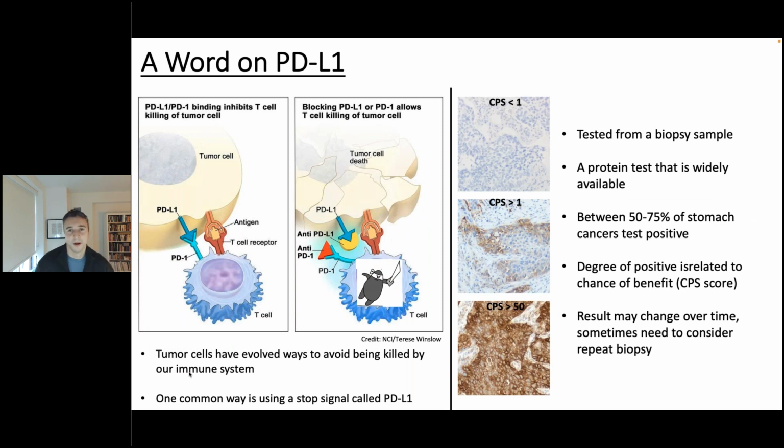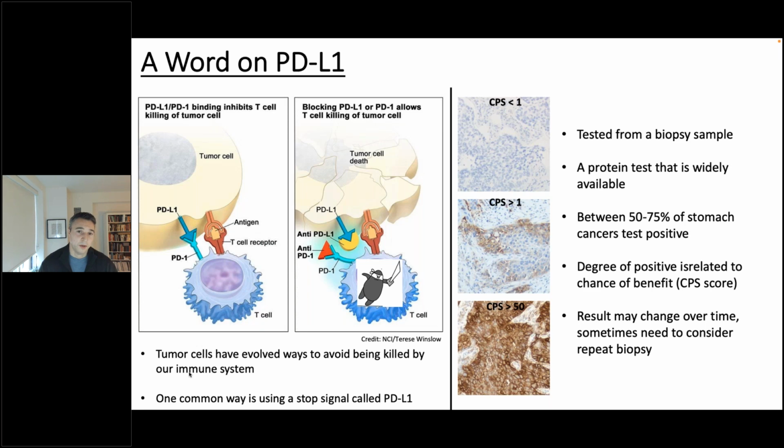A brief word on PD-L1. So again, this is scored by a system called CPS, or Combined Positive Score. You should ask your oncologist or one of your team members, what is my CPS score? What is my PD-L1 score? And basically what it's looking at is shown over here on the left.